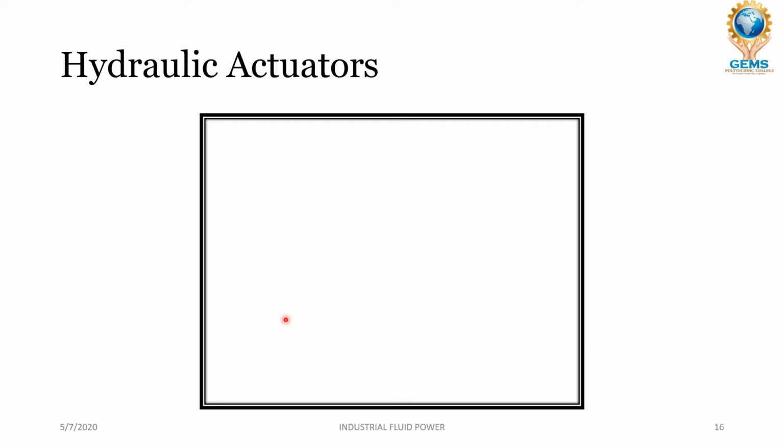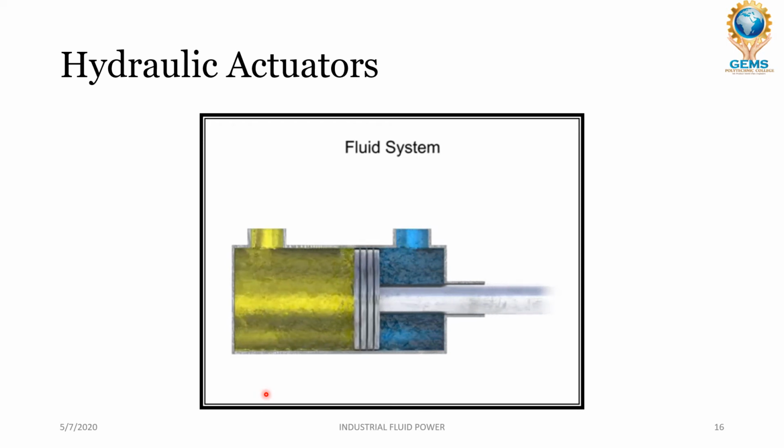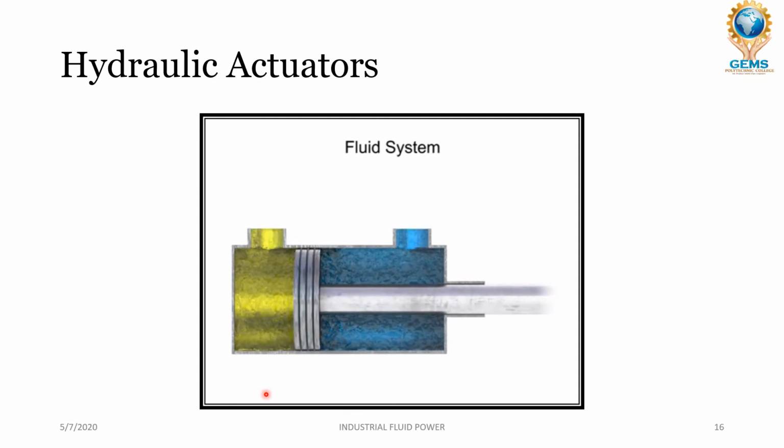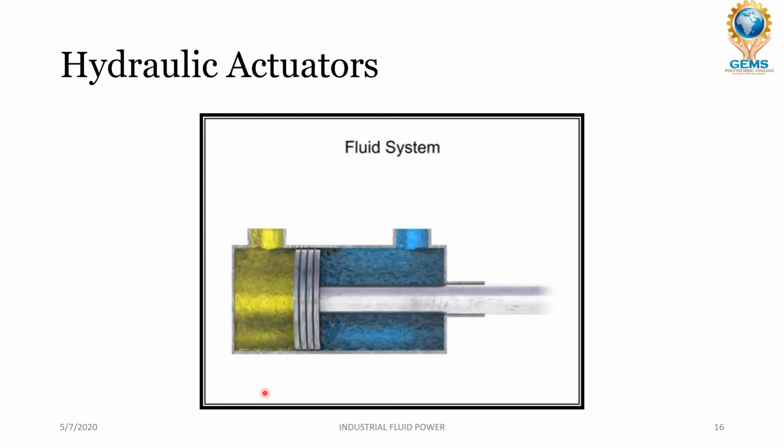Now let's see one more video on hydraulic actuators. The purpose of a fluid system is to transmit power from one location to another. Fluid power is converted to mechanical power by means of an actuator. Cylinder actuators deliver a linear push-pull motion via a rod and piston within a cylindrical tube.